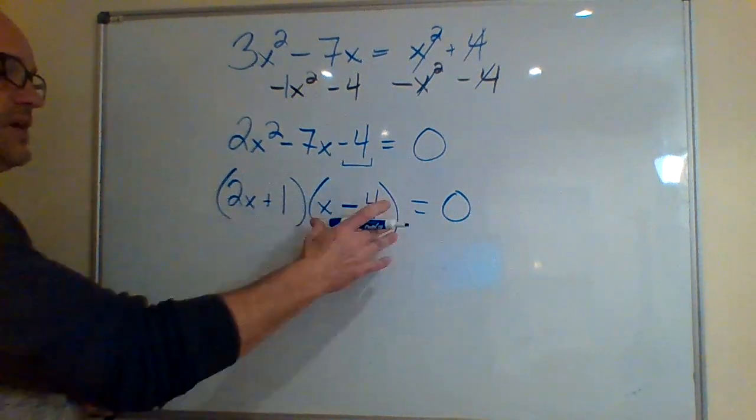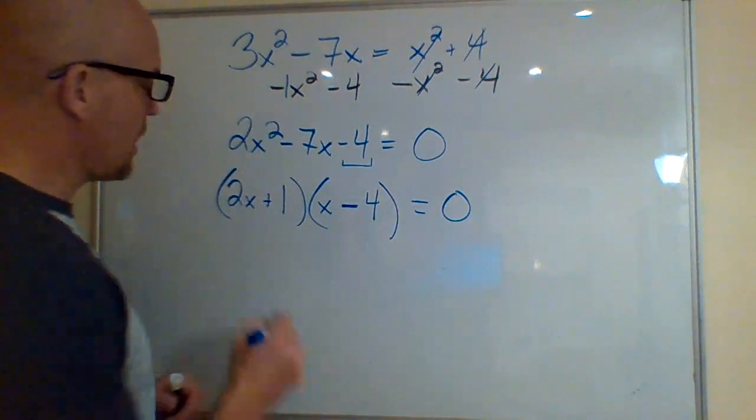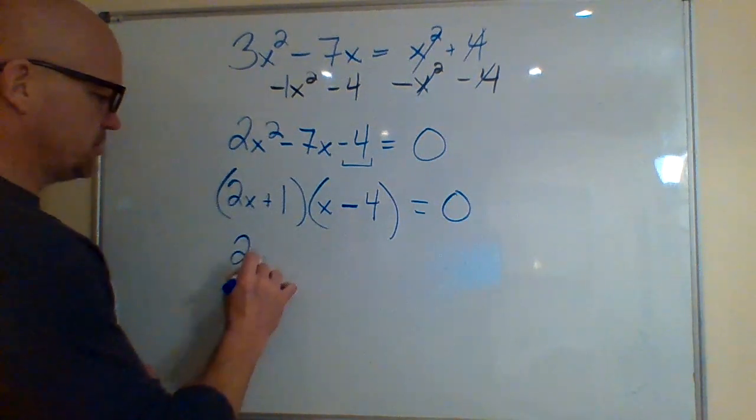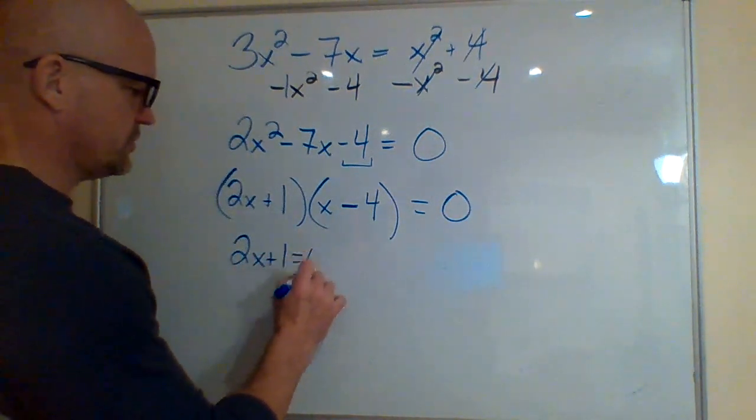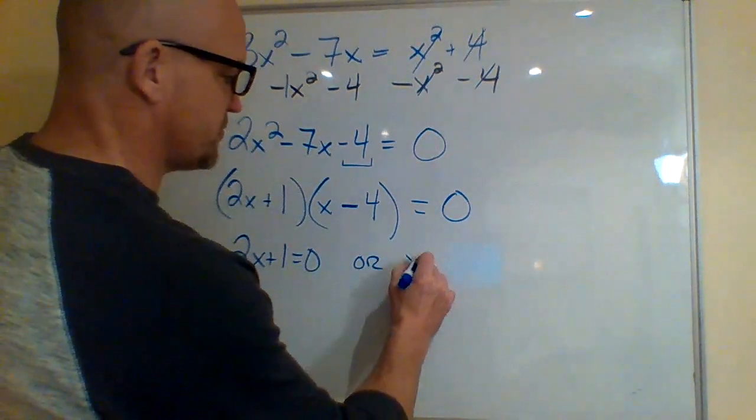So now, two things multiplied together to equal 0. I'm going to go ahead and set them both equal to 0. 2x plus 1 equals 0, or x minus 4 has to equal 0.